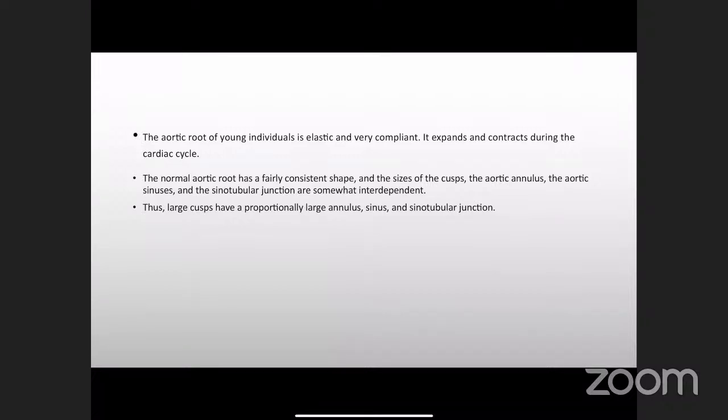The normal aortic root has a fairly consistent shape and size with the cusps and aortic annulus. The aortic sinuses and the sinotubular junction are somewhat interdependent. Those large cusps have a proportionally large annulus, sinus, and sinotubular junction.